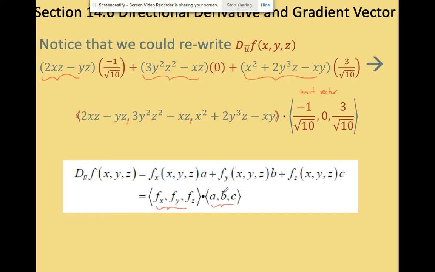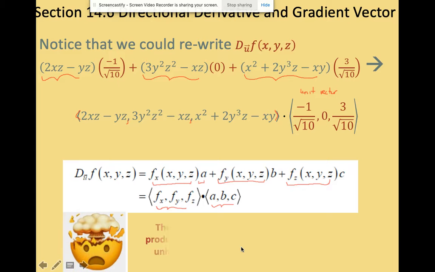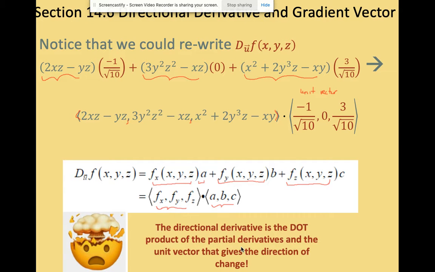Right? The dot product is a sum of products. Partial derivative times A, partial derivative times B, partial derivative times C. OMG. Mind-blowing. The directional derivative is the dot product. And remember, the directional derivative is a slope, right? It's a value. So the directional derivative is a dot product.